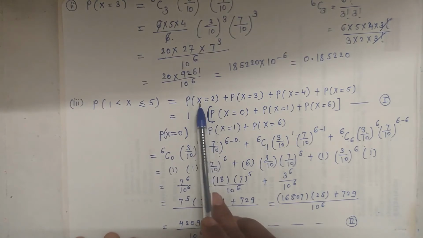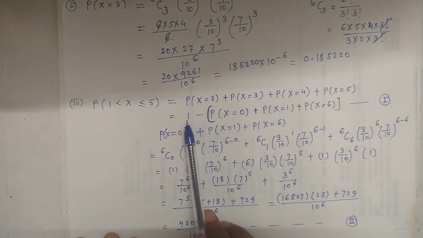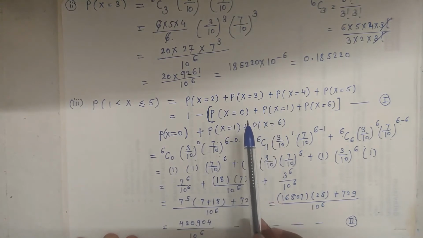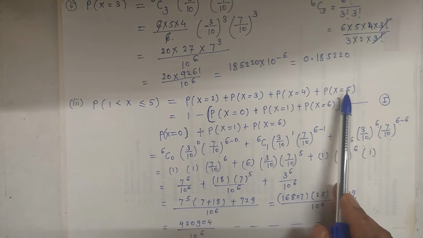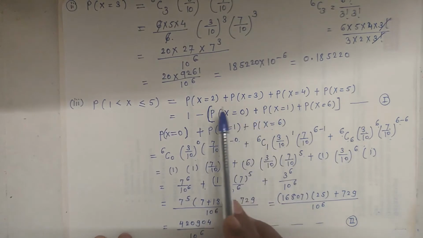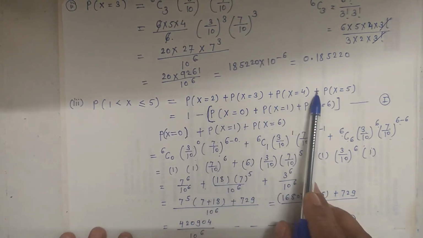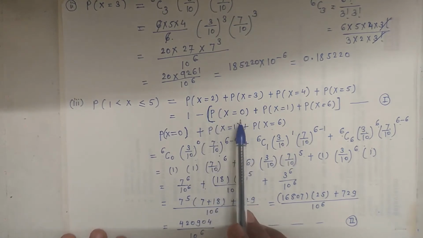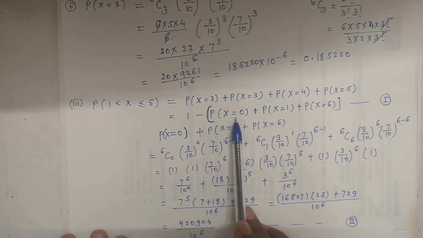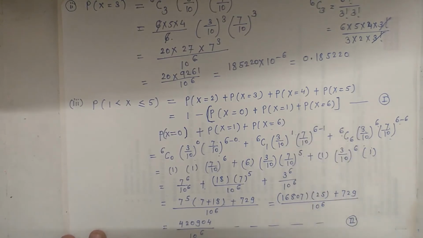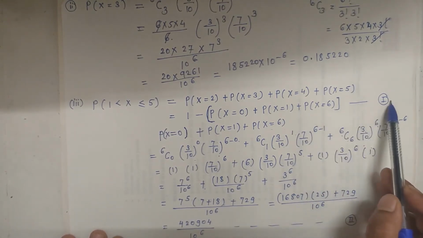Now instead of this addition, we can write 1 minus the probabilities of the remaining values of x, since the total of all probabilities is 1. Here the remaining values of x, which lie between 0 and 6, are 0, 1, and 6, which are not in this probability. So 1 minus the probability for x equal to 0 plus the probability for x equal to 1 plus the probability for x equal to 6. This equation is called number 1.